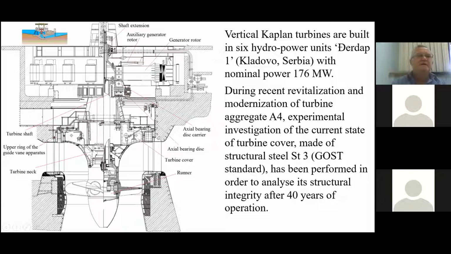And the turbine cover you can see here in the cross section. That is a component made of structural steel, classical structural steel. According to Russian standards, ST3, it's about ST 335 or maybe even less. We'll see it later. So quite a common structural steel.